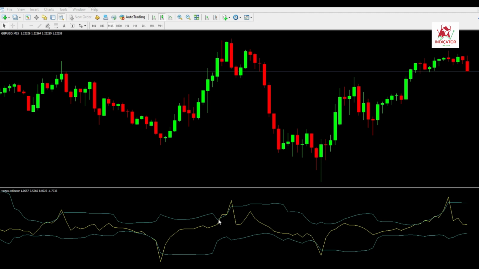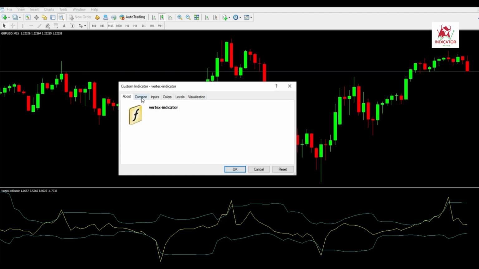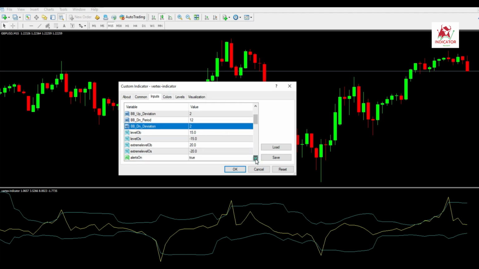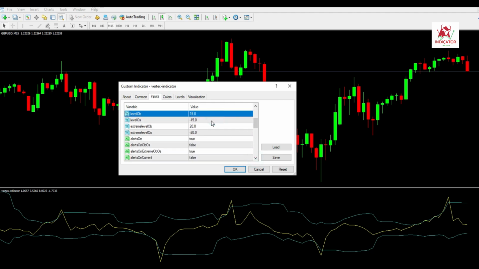Vortex indicator calculations. The calculation for the indicator is divided into 4 parts. 1. True range, TR, is the greatest of: current high minus current low, current high minus previous close, current low minus previous close. 2. Uptrend and downtrend movement. VM plus equals absolute value of current high minus prior low. VM minus equals absolute value of current low minus prior high.